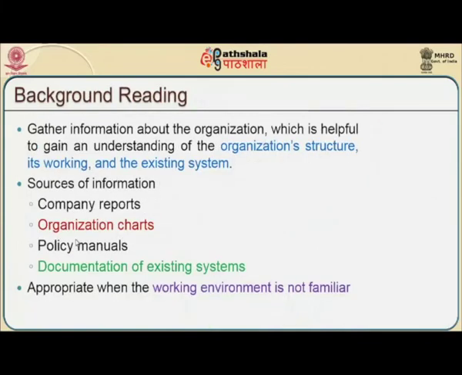To work better on the system or to produce a more quality oriented system, we may have to study the background of the software or the company or the organization. So we may have to gather information about the organization, which is helpful to gain an understanding of the organization structure, its working platform and its existing system. Different sources of information needed for the background study are the company reports. We may work on the organizational charts, look at the policy manual, and go for the documentation of existing systems, and this will be appropriate when the working environment is not so clear.